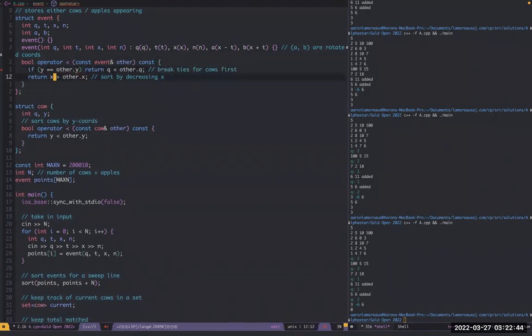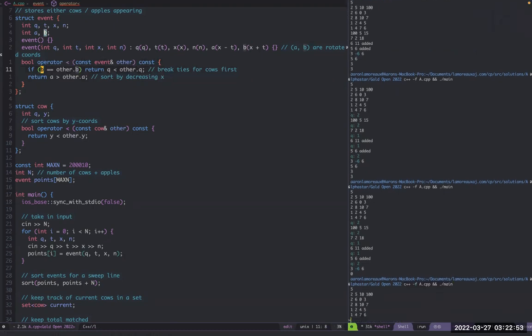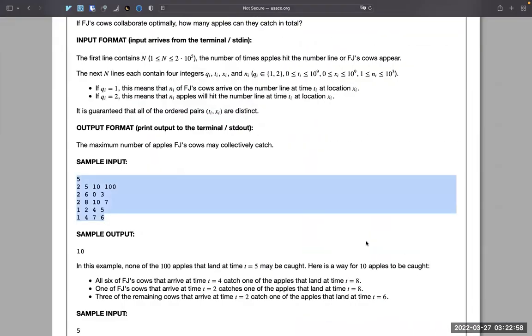Oh, also, we're supposed to be using the A and B coordinates. Oops. So there's at least 2 bugs there, and we get 9. Is that correct? That's not correct.